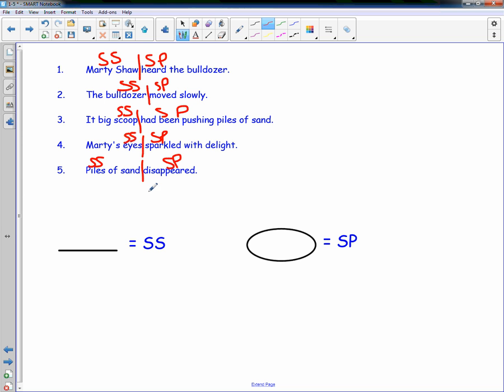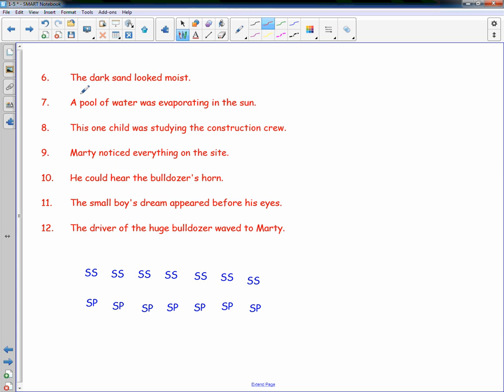Now, a little fact: if you see a preposition like of, in, at, on, the word after it cannot be your subject, so it has to be the other noun in the sentence. Let's try some more. The dark sand looked moist. Looked is the verb, I draw the line in front of it. So out of the, dark, and sand, sand is going to be my simple subject.